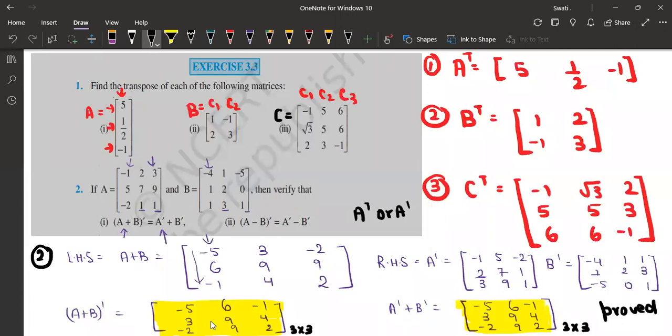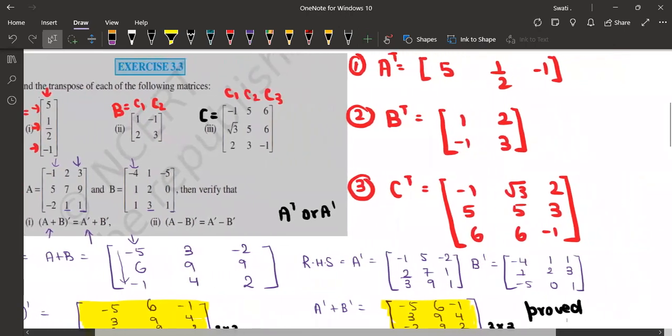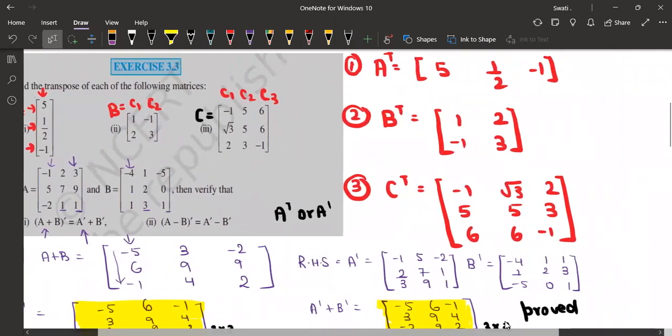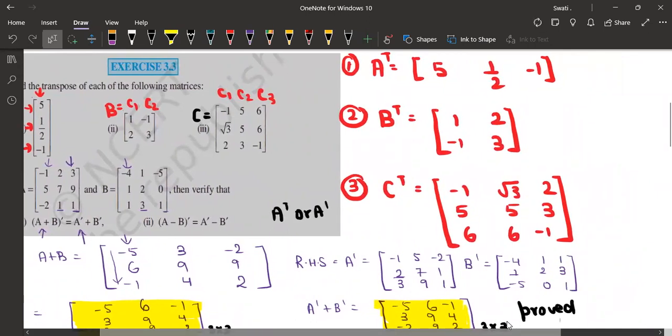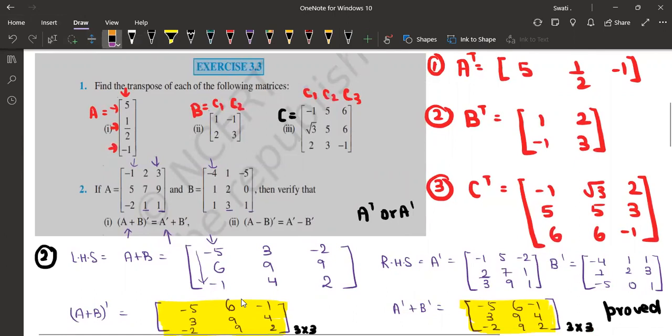Hence proved. Now let's go to the second question, where we have to prove A minus B whole transpose is equal to A transpose minus B transpose, right? So for that, what we will do, we will directly find out first A minus B, and then we will find out the transpose, okay? So I'll take this question and I'll just draw it. I'll solve it on the other side. Sorry, let me erase this and let me take a picture, and then we will solve it on the other side.